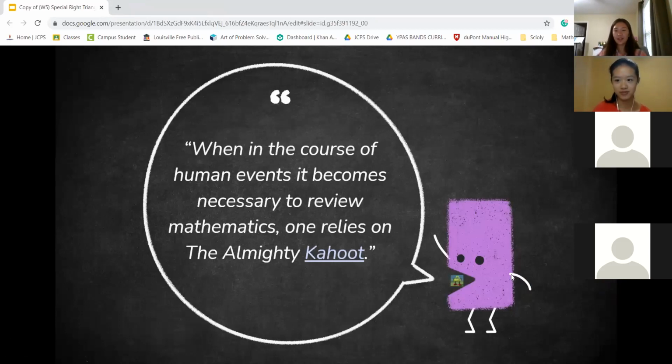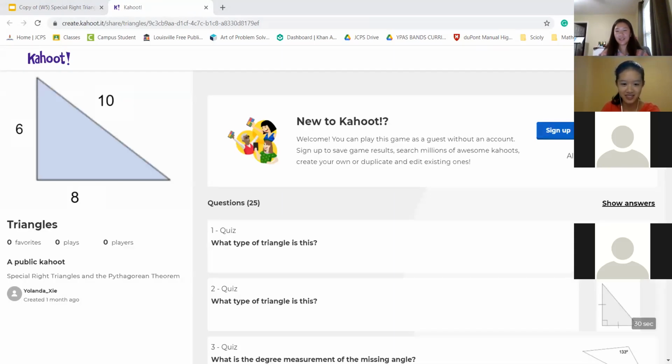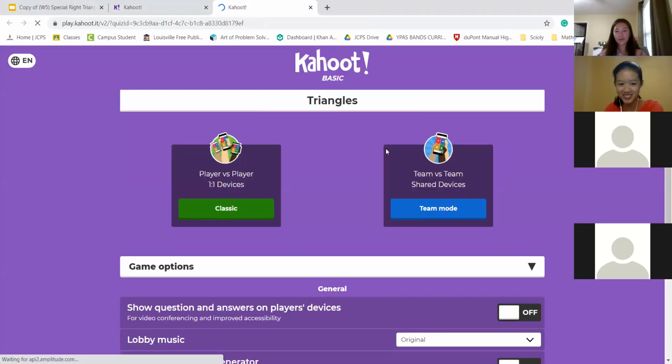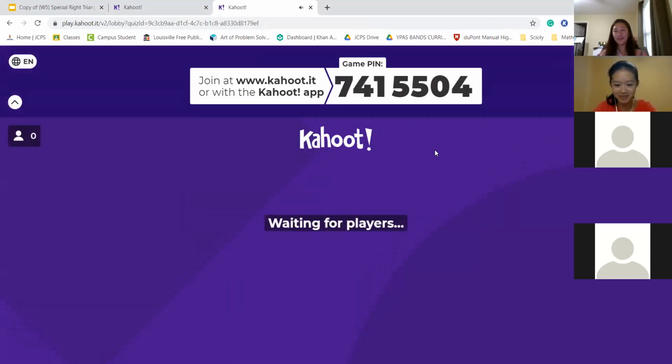And as this very wise rectangle was telling us, when in the course of human events it becomes necessary to review mathematics, one relies on the almighty Kahoot. I think somebody asked if we are doing this, and yes, we are. What do you mean it's a bad quote? It's a very good one. Yes, it's very amazing. You're just jealous. You can't think of that on your own. Invented with no skill. Whoa, that's not very nice. Oops, sorry, Kaya.